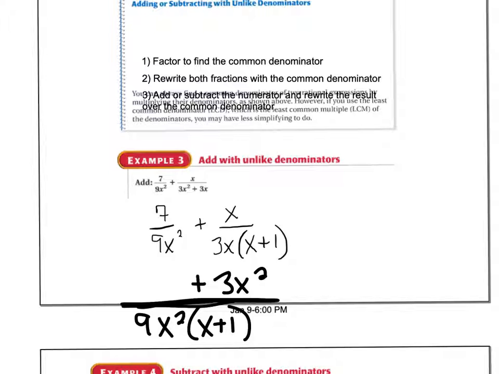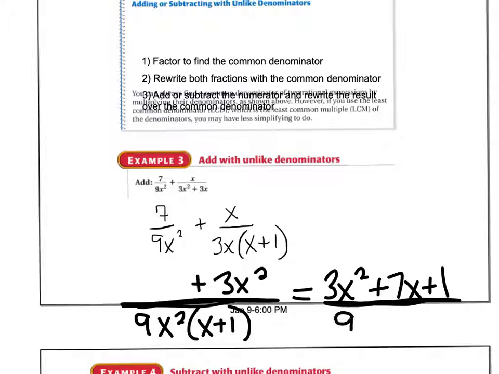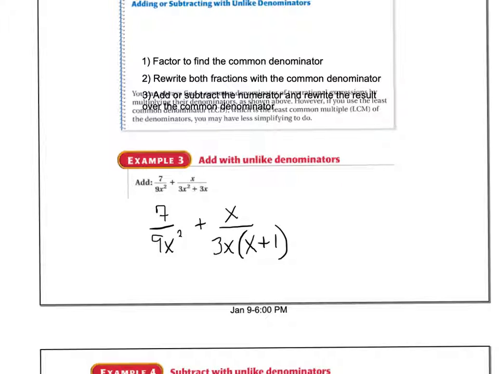Now your only job left is to add together the numerators, and they're kind of added already, but let's put it in standard form, meaning our degrees need to be descending. So I'll just rewrite it as 3x squared plus 7x plus 1. You've now done what you were asked to do, and that was to add these two fractions together. We did that, and therefore we're done.